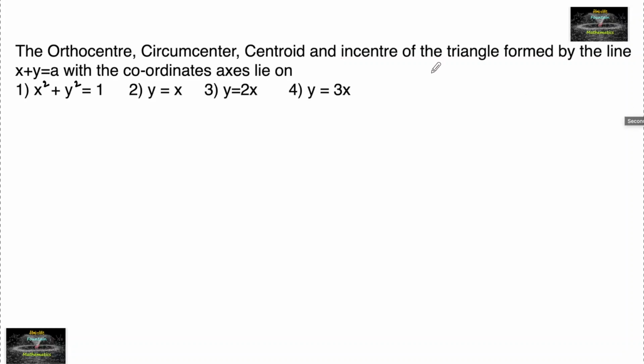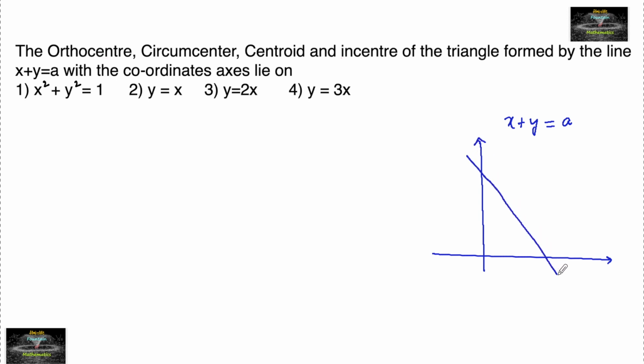The orthocenter, circumcenter, centroid and incenter of the triangle formed by the line x + y = a with the coordinate axes lie on... So it is given a straight line x + y = a. Clearly, we can say that this line cuts the x-axis at the point (a, 0). Let us take this as A. This is the origin (0, 0), and it cuts the y-axis at the point (0, a).